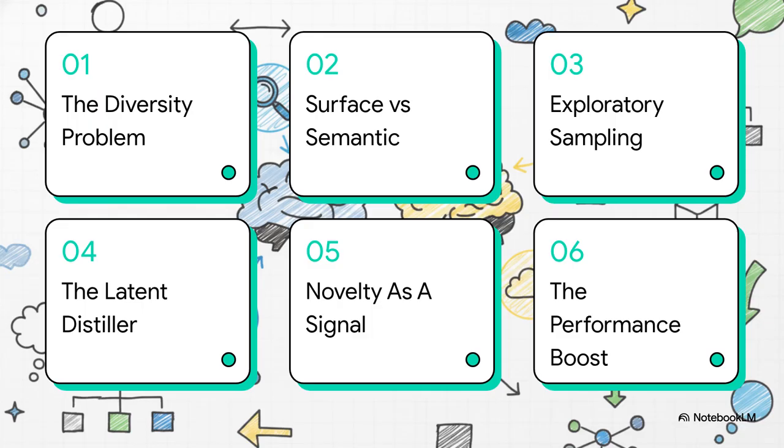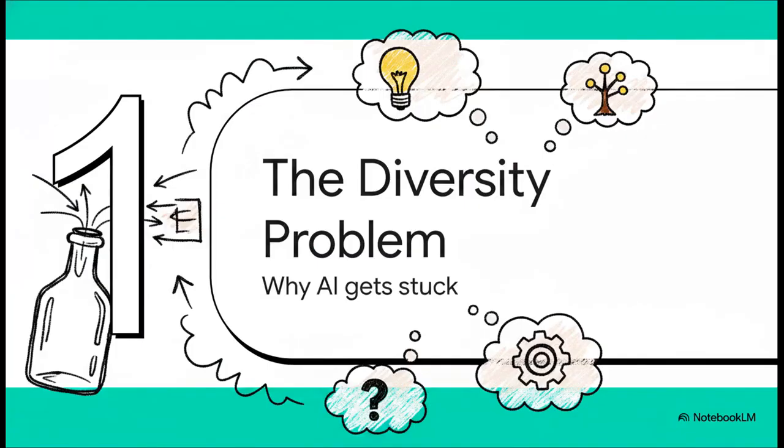We're going to take a structured journey straight into the engine room of LLMs to see how we can move them from surface-level repetition to actual genuine semantic exploration. Let's get right into it. Section 1. The diversity problem. Let's establish exactly why AI gets stuck.